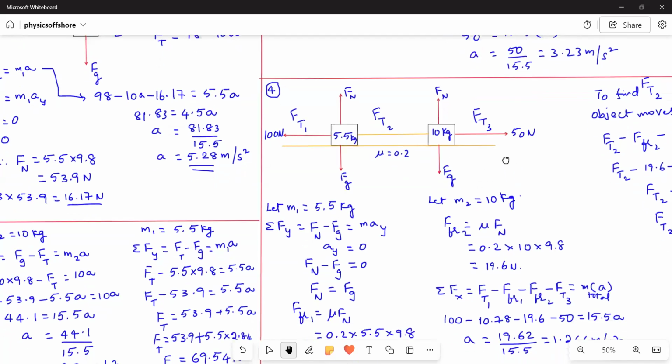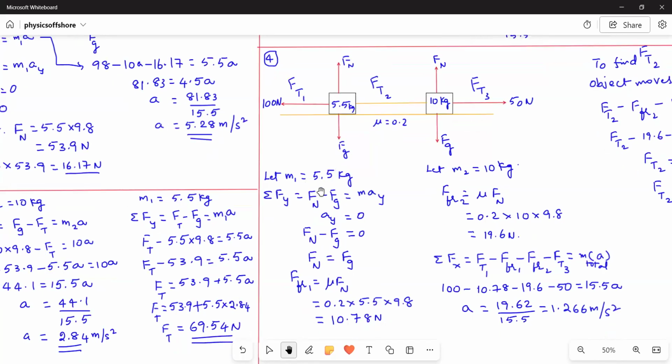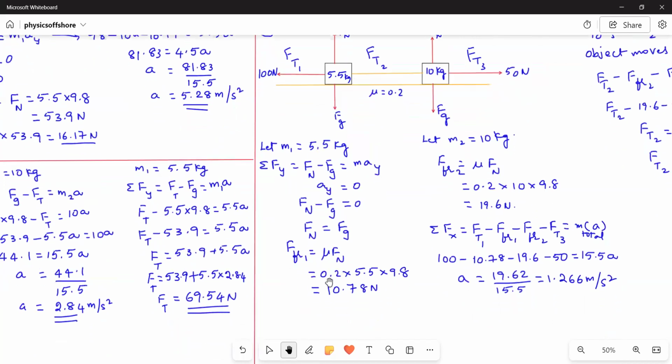Now let us write the force equation for both the masses. So for the first mass, the 5.5 kilogram mass, let us write Fy. Fy is equal to Fn minus Fg is equal to May, and Ay is equal to 0. Therefore, Fn minus Fg is equal to 0, or Fn is equal to Fg. So friction is equal to mu Fn. Mu is given as 0.2, that means the coefficient of friction between the object and the surface is 0.2. Plugging in the values for mu and mg, we get friction 1 is equal to 10.78 newtons. That means the friction between the first mass and the surface is 10.78 newtons.